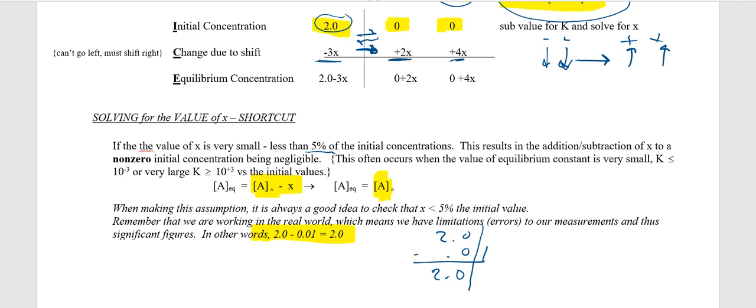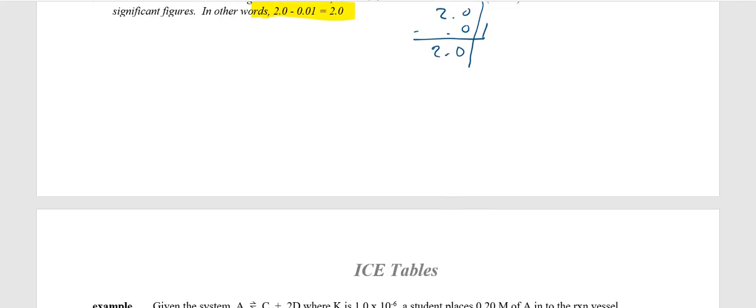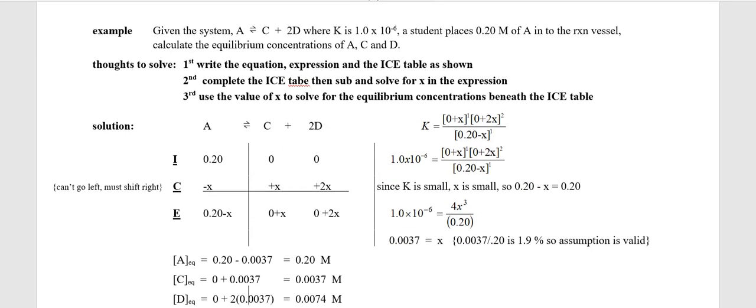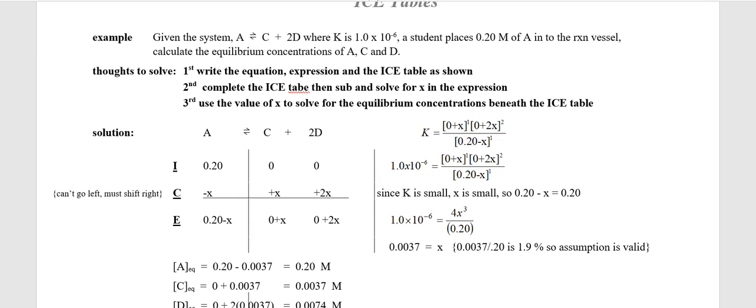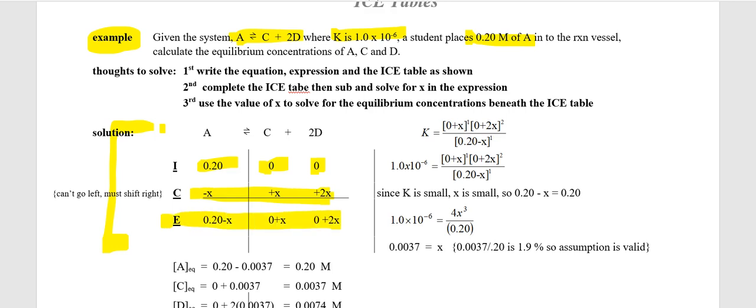Anyway, so there's a 5% rule. Given this example equation right here, we have A going to C and D. There's a K value, and there's our initial amounts. So what you want to do is run through this first, second, third thing if you're reading it while I'm talking. Set up your ICE table, which is right here. A, 0 and 0 for C and D. That means you go to the right because you can't go left, so you have that. Add them up and you get the equilibrium line.